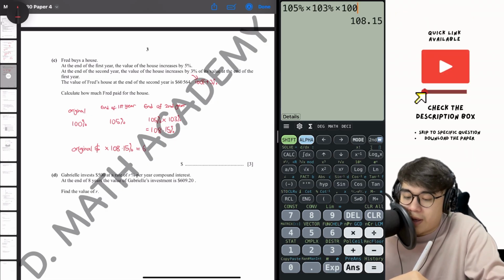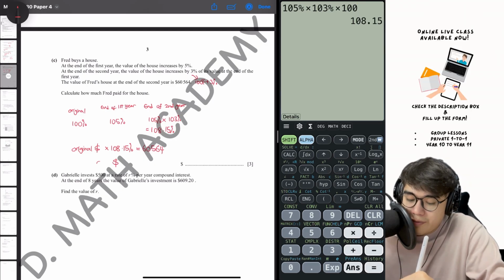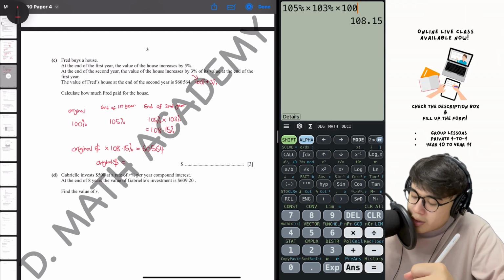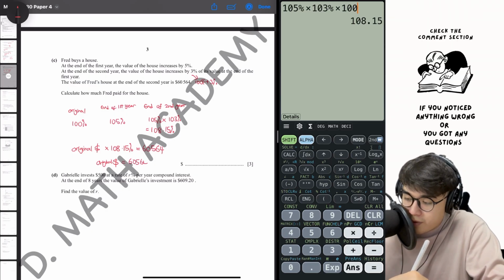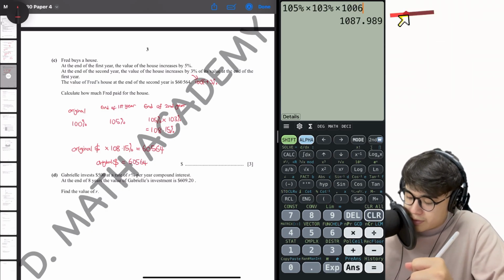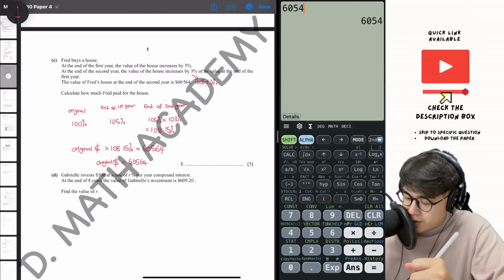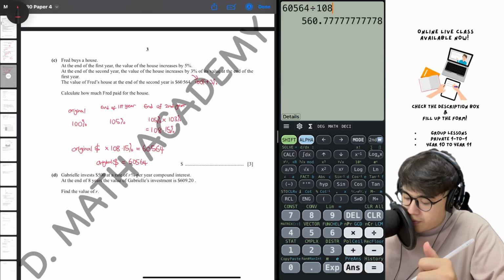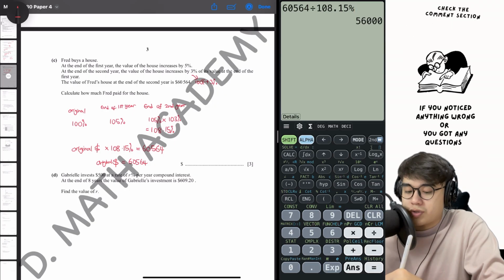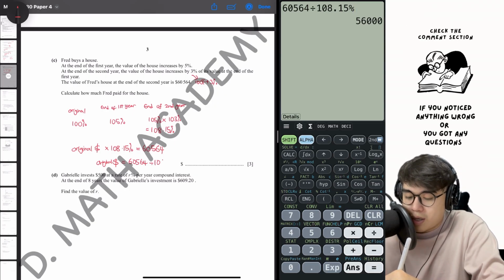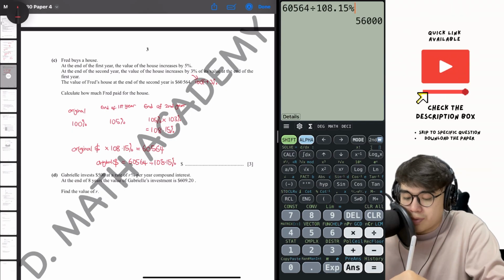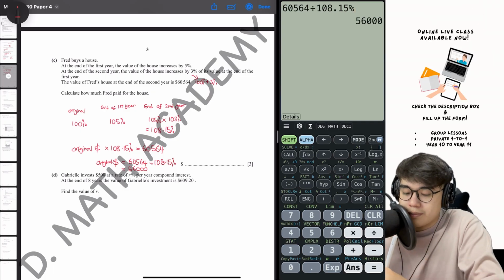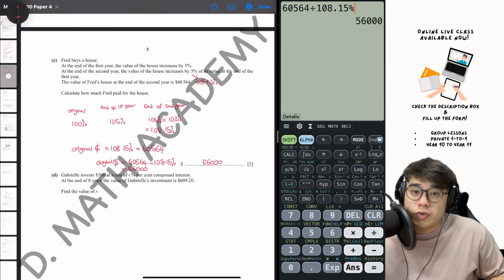So please take note that the original amount of money, after increasing by 108.15%, is valued at 60,564. So to find the original value, I have to take 60,564 divided by 108.15%. So you now know that when he or she paid for the house, it was 56,000. So that's the answer for this question.